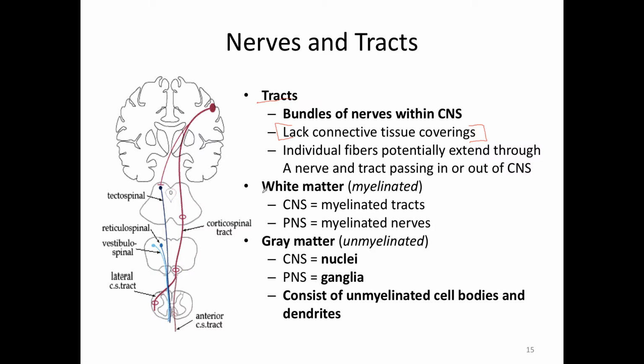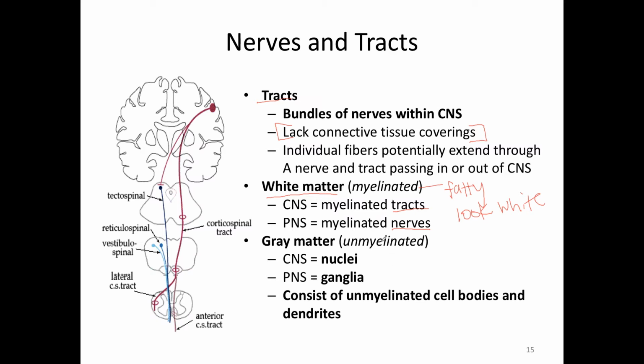So white matter is myelinated. That's because myelin is made of phospholipids, which are fats. And if you've ever looked at raw bacon, the fat part looks white, doesn't it? So that's why it's called white matter. So in the central nervous system, we call white matter myelinated tracts. In the peripheral nervous system, we call white matter myelinated nerves. But the term white matter itself is typically reserved for central nervous system structures, so the brain and the spinal cord.